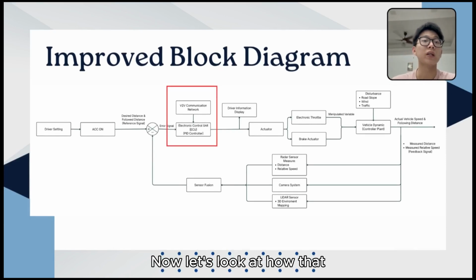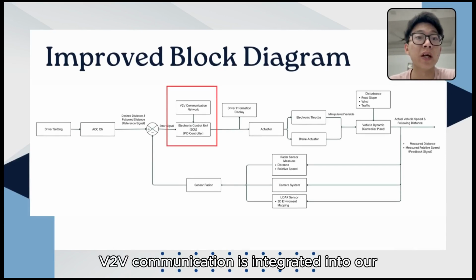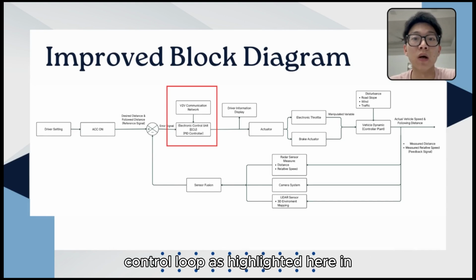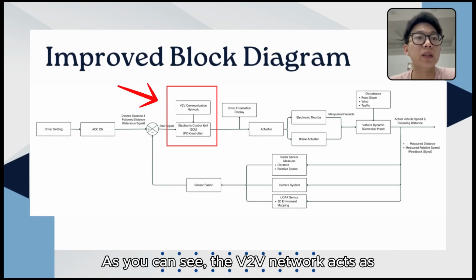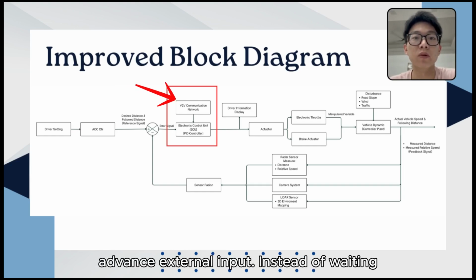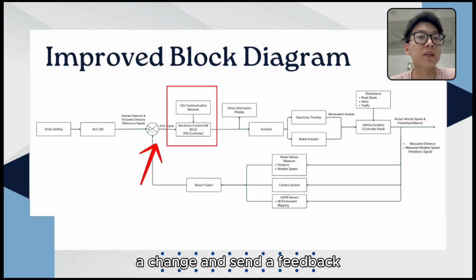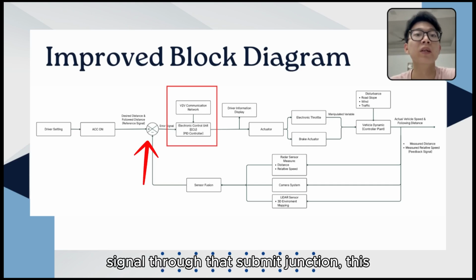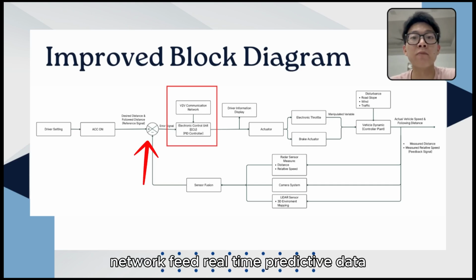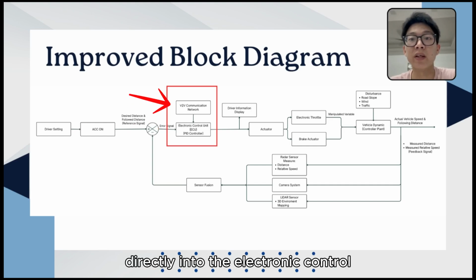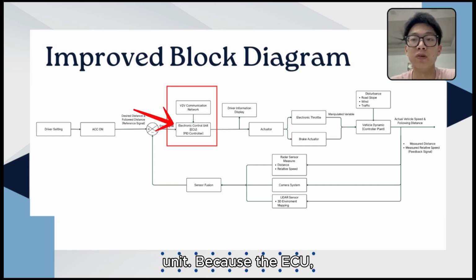Now let's look at how that V2V communication is integrated into our control loop, as highlighted here in the red box. As you can see, the V2V network acts as an external input. Instead of waiting for our physical sensor to detect a change and send a feedback signal through that summing junction, this network feeds real-time predictive data directly into the electronic control unit.